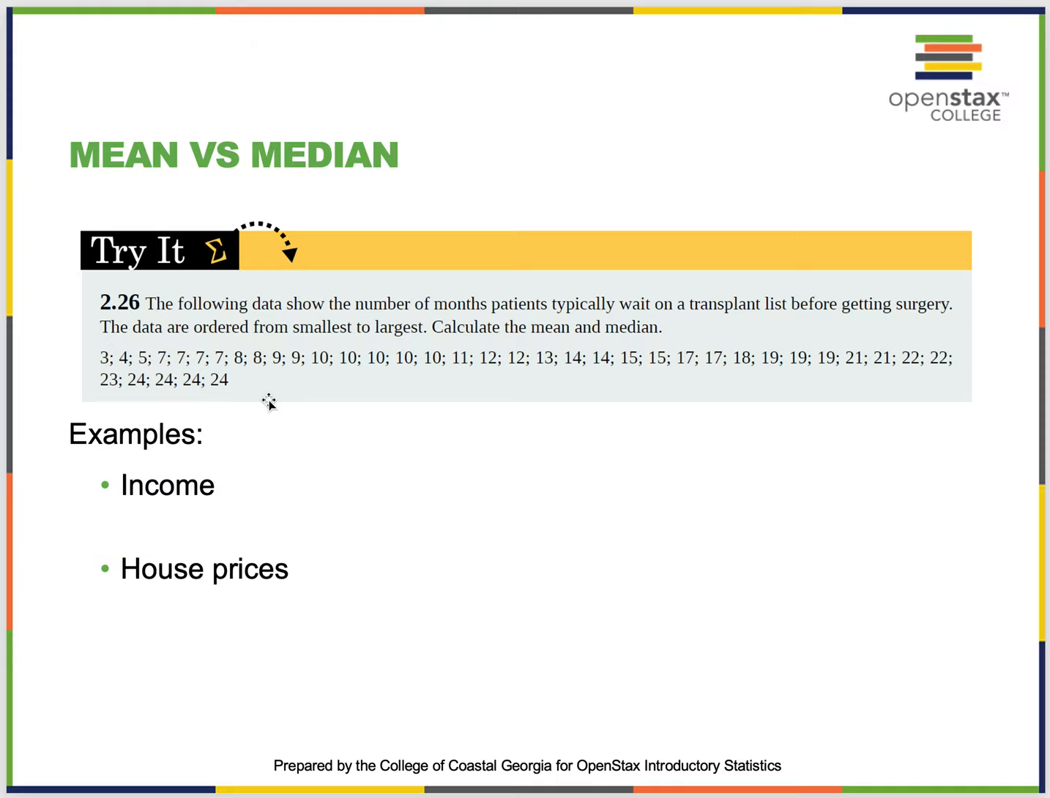Now it's organized. How many people were here? Counting through, there are 39 people. 39 is an odd number. So if I take 39 and divide it by 2, I get 19.5.